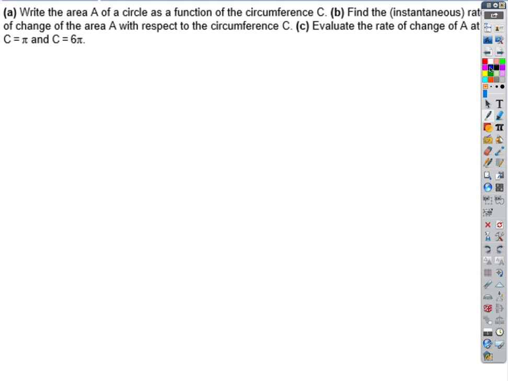So the area of a circle as a function of circumference. Okay, this is one where you guys know the equations that would play into this. What's the area of a circle? What's the formula you know? Area is equal to pi r squared, right? You know it in terms of radius. Okay, well, what's circumference? 2 pi r.